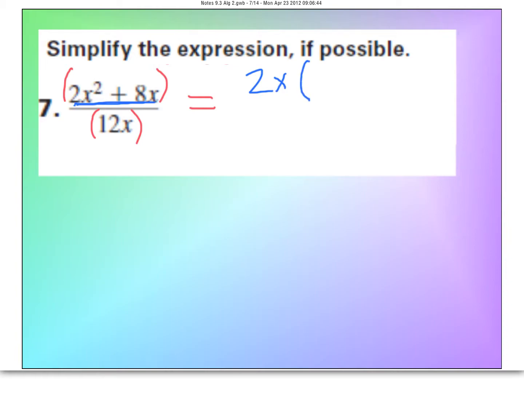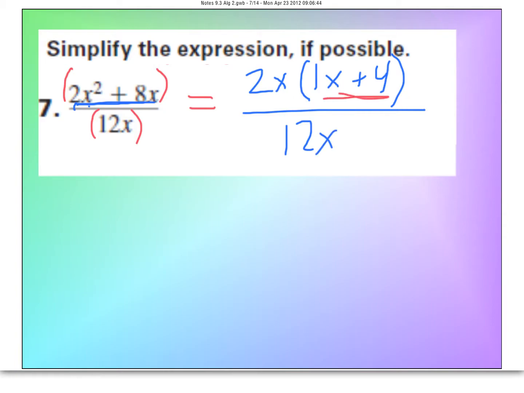If you pull out this 2, 2 divided by 2 is 1. If I pull out an x, I'm left with an x. So I pull a 2 out of the 8. 8 divided by 2 is 4. If I pull out this x, it's just gone. Now on the bottom, I still have 12x. Again, I see no other groups of x plus 4, so that stays.